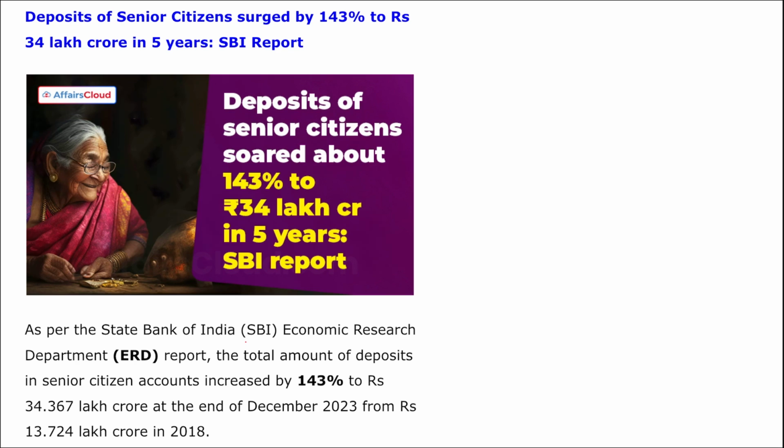If we further see SBI's Economic Research Department, the total amount of deposit in senior citizens account increased by 143% to 34.367 lakh crore rupees at the end of December 2023 from 13.724 lakh crore rupees in 2018. Correct? Take a note of this. Who released this report? SBI's ERD department released this report, and this report states that the total amount of deposit in the senior citizens bank account has surged by 143% to 34 lakh crore rupees. Correct?